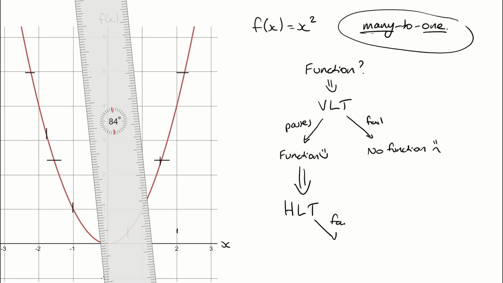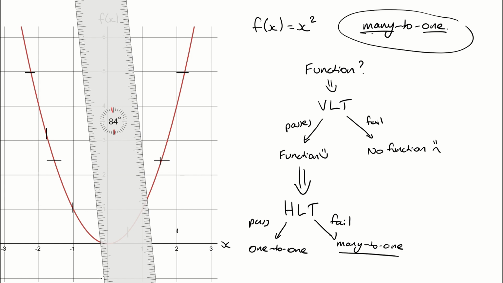So if we fail it, then we've got what we call a many-to-one function. And that is the current situation that we're in because we just failed the horizontal line test. If we were to have passed the horizontal line test, then we would have what we call a one-to-one function. Okay, so hopefully that's making some sense.